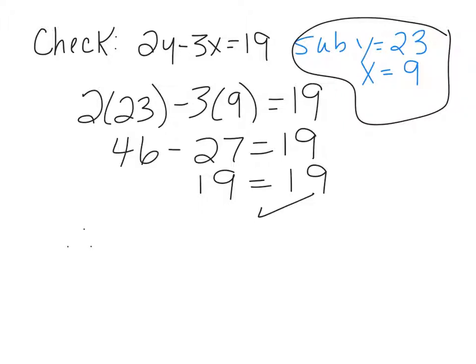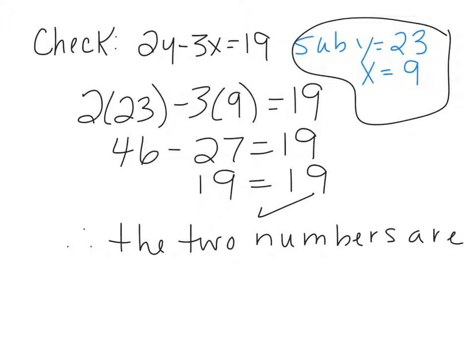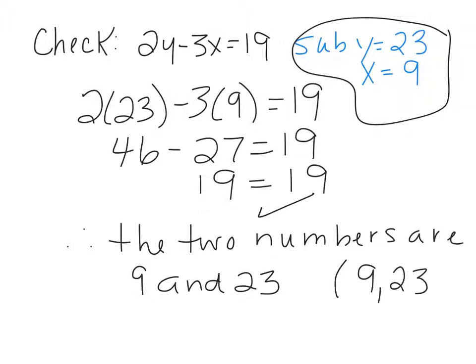So we always want to end up our equation with a sentence. So we're going to say, therefore, the two numbers are 9 and 23. We could have also written them as 9, 23 as well.